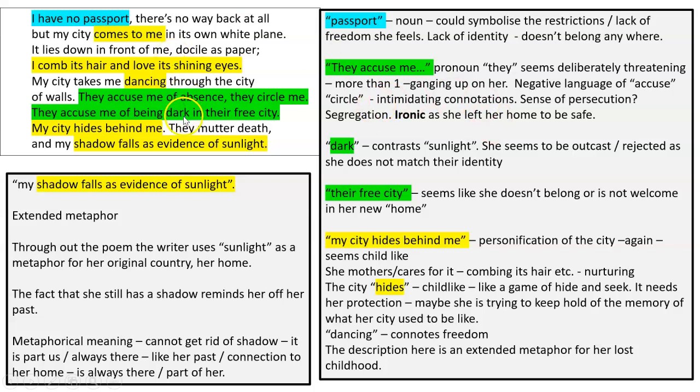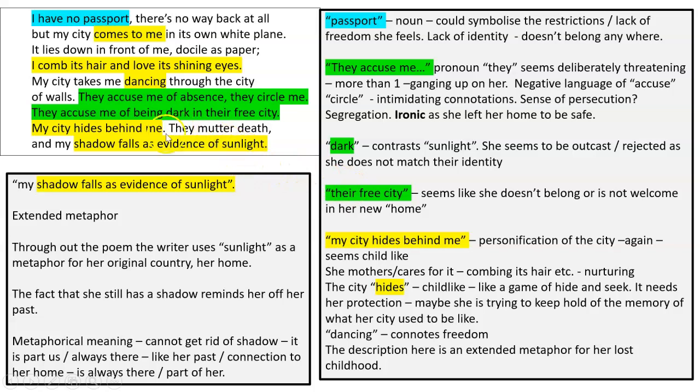And the fact that they accuse her of being dark is interesting because, again, it contrasts this idea of sunlight, just like the word November did in the first verse. And so this maybe is suggesting that she is an outcast. She doesn't fit in, or they don't recognise her for who she is, maybe. And the fact that their city is described as their free city, again, it's not her city. She doesn't belong there. It doesn't feel like home.